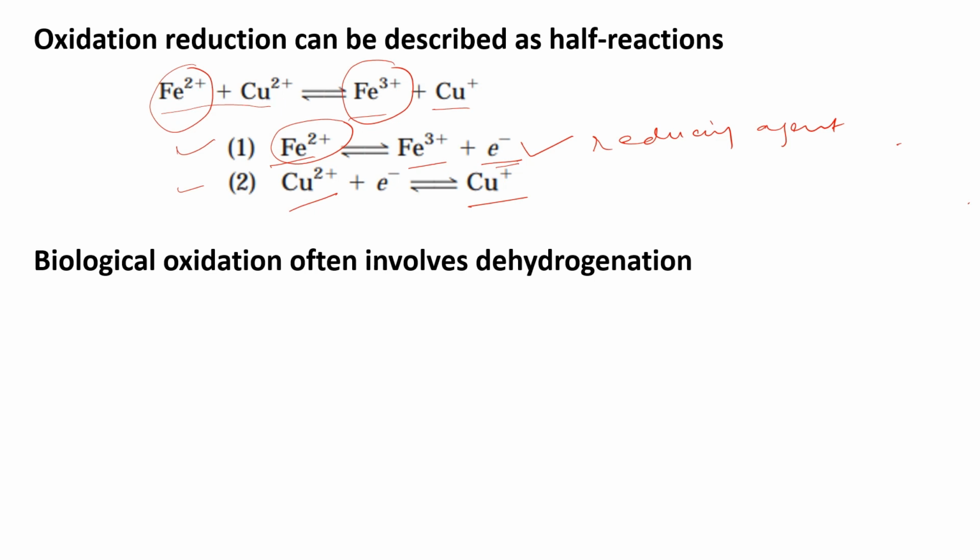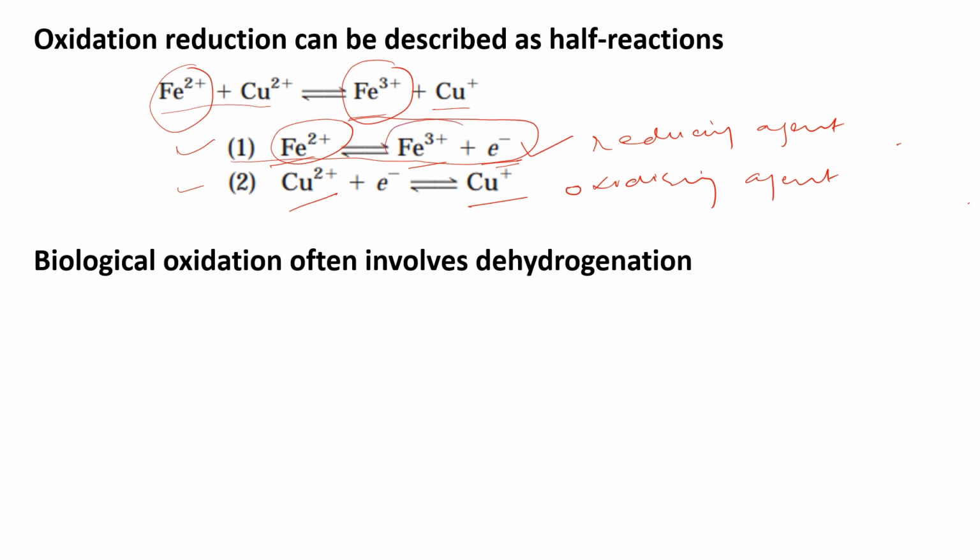Acceptance of electron is reduction. Donation of electron is oxidation. So Fe2+ donates one electron and is oxidized into Fe3+, whereas Cu2+ accepts an electron and gets reduced into Cu+. So Fe2+ is a reducing agent, whereas Cu2+ is an oxidizing agent. Clear? But if we see the first half of the reaction, in this reaction also, Fe2+ is a reducing agent because it is donating electron.